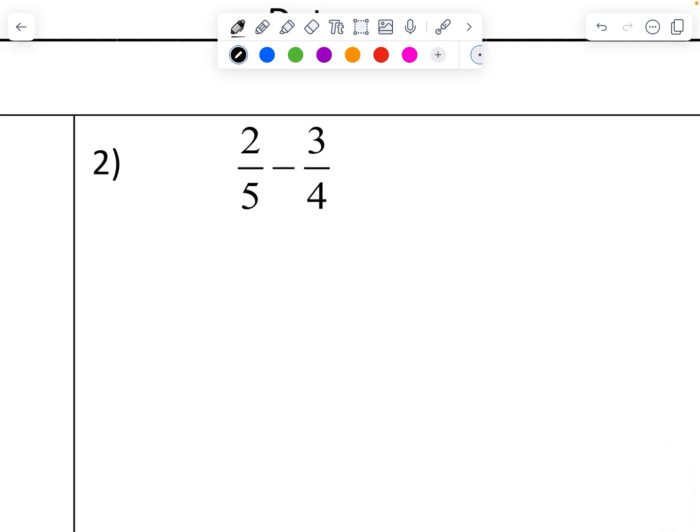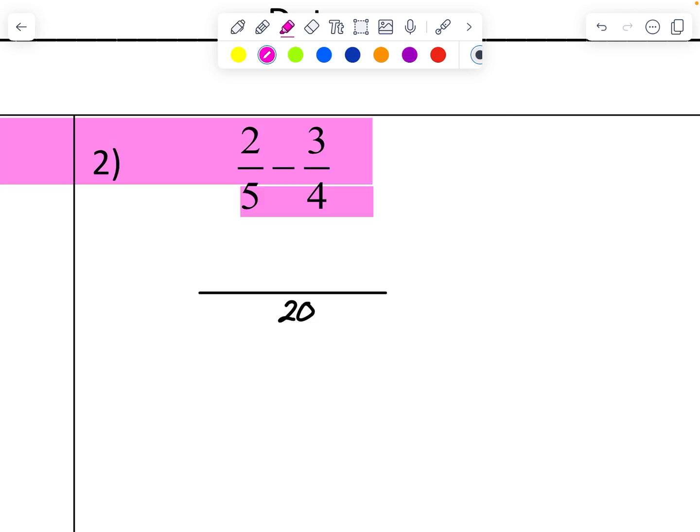Then, I'll go over here. First thing I ask myself is what would the common denominator be? The common denominator would be 20. The first number that 4 and 5 both go into is 20. In other words, the least common multiple is 20. So, I want this number to become 20.